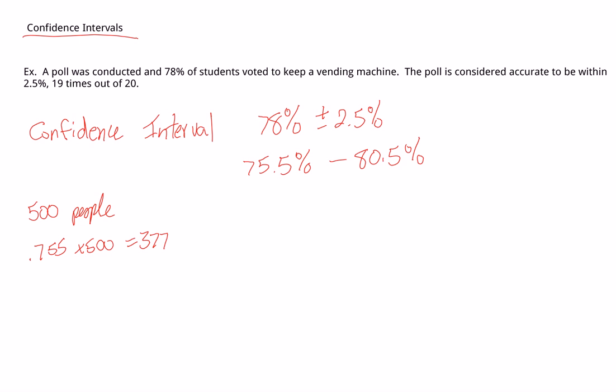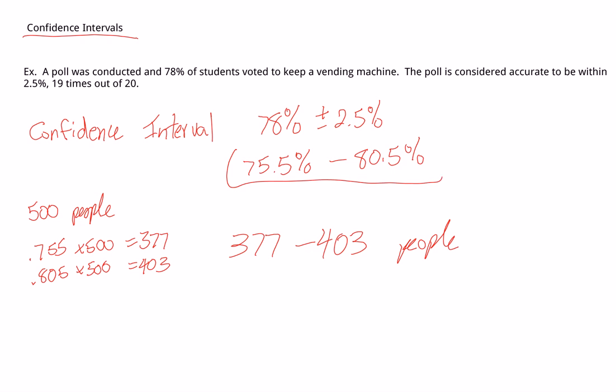And if we go 0.805 times 500, that gives us about 403 if we round them off. So that means our confidence range in terms of actual people is that between 377 and 403 people would say yes to the vending machine. These two ranges are the same, just one's in percent and one's in number of people.